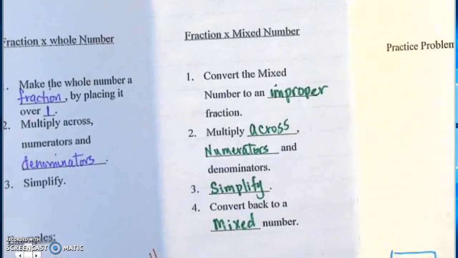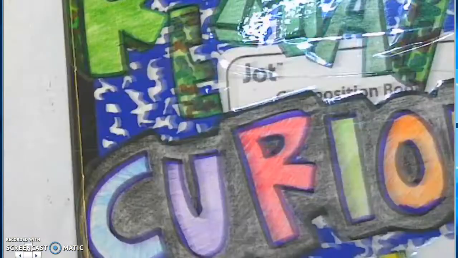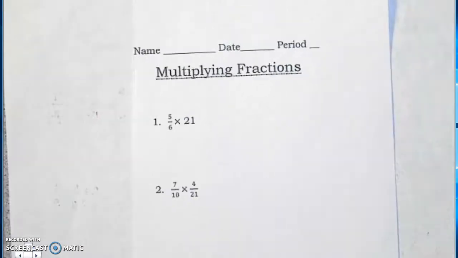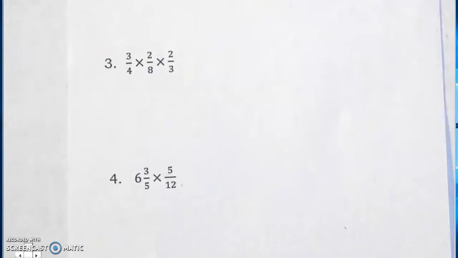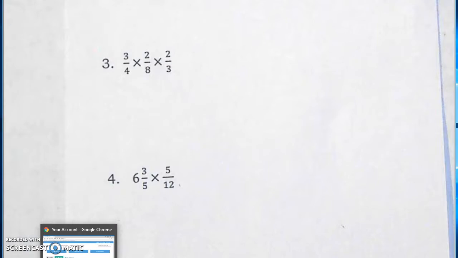So let's jump right into our assignment for the night. We are multiplying fractions with the algorithm. I threw in a couple of interesting problems on here tonight, so let's look at number 3 and then number 4. On number 3, you see that we are multiplying 3 fractions together. They're all proper fractions, so that should be nice and easy. You can only multiply 2 numbers together at a time to keep it nice and simple.